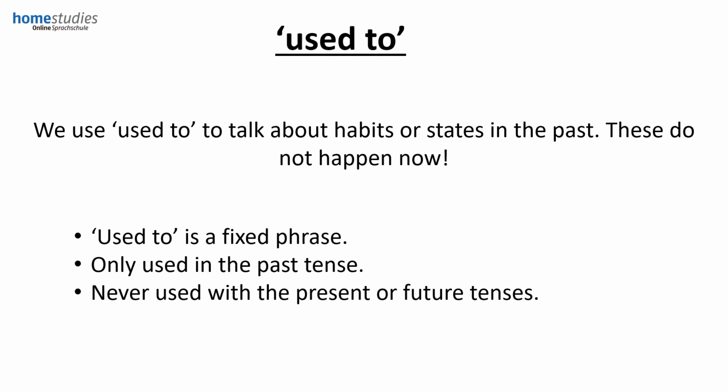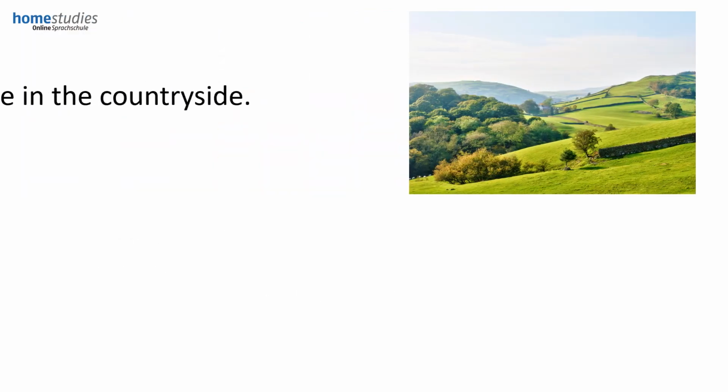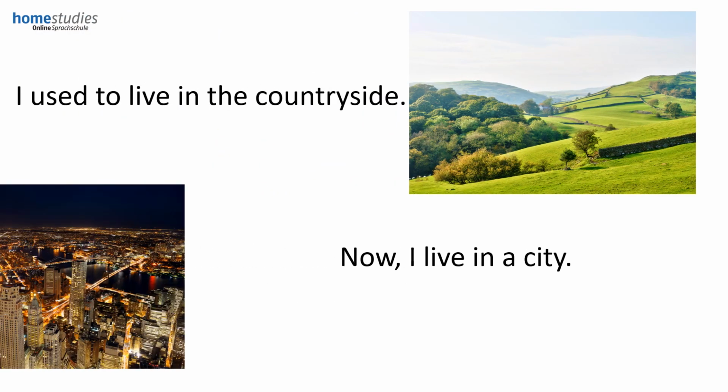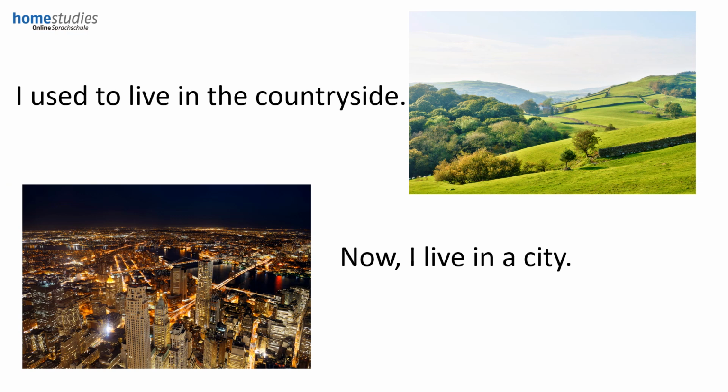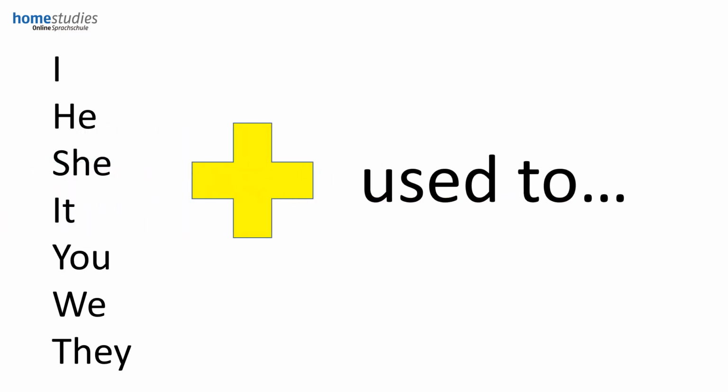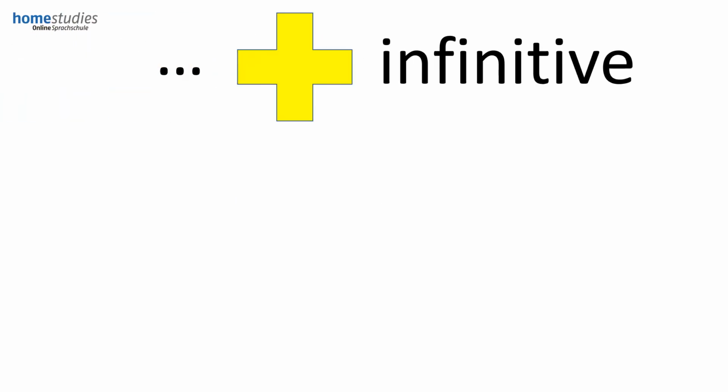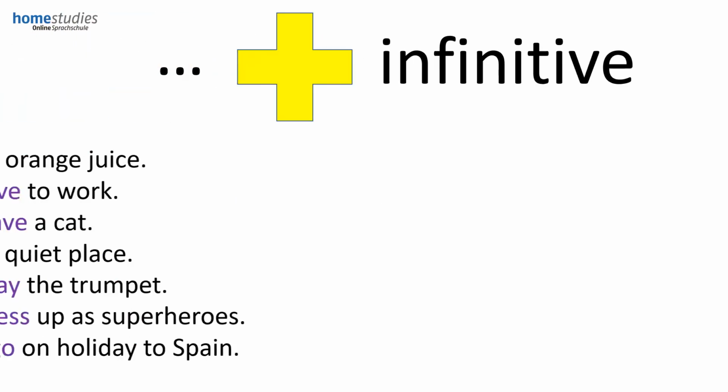Let's look at an example for you. I used to live in the countryside. Now I live in the city. Okay, let's remind ourselves of the form. So remember, it's I, he, she, etc. plus used to plus the infinitive. Here are some more examples.